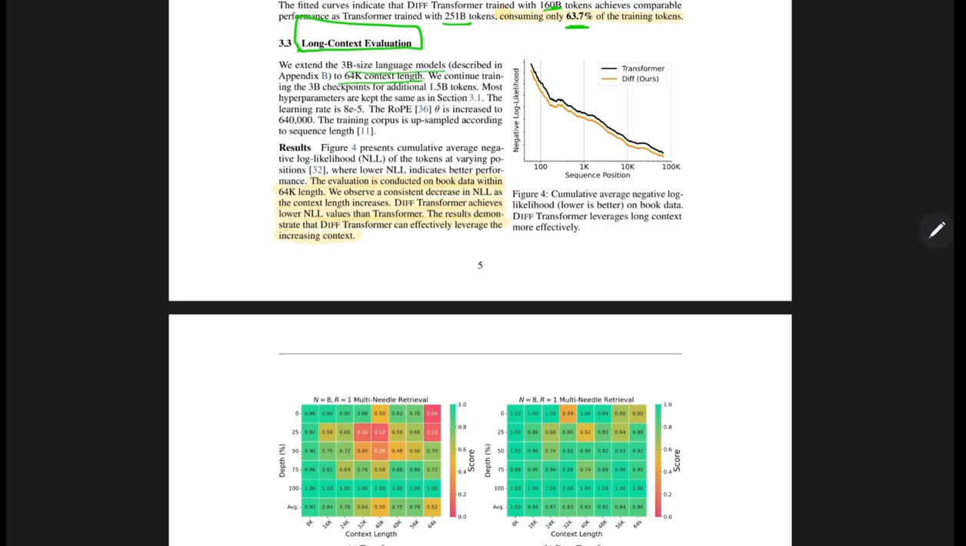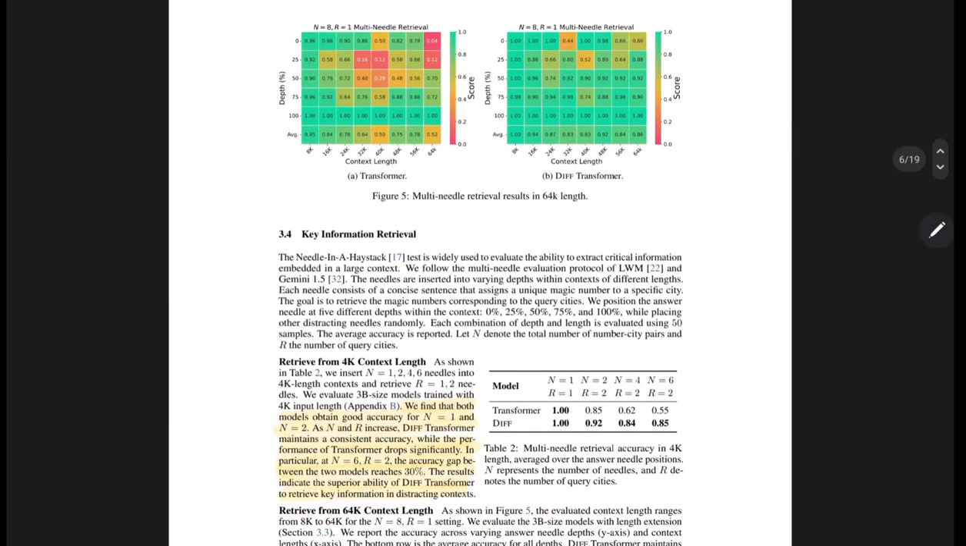to 64K length context. Okay, so they are saying differential transformer achieves lower NLL values than transformer, because the lower the NLL values, the better it performs, and differential is better. You can see a clear difference here, right? Similarly, the needle in a haystack problem is there. Here you can see a clear difference. In the worst case, you can see 0.6 and 0.04. That's the difference between a transformer and a differential transformer.